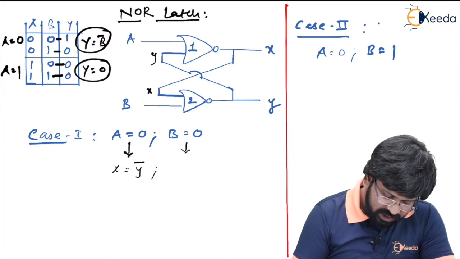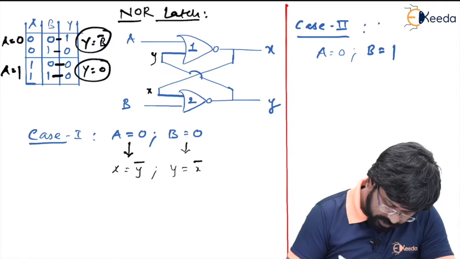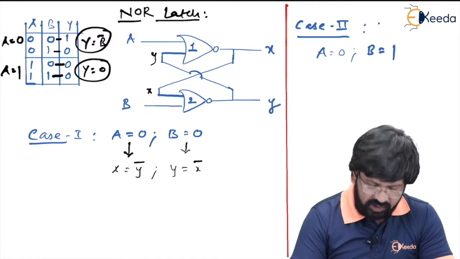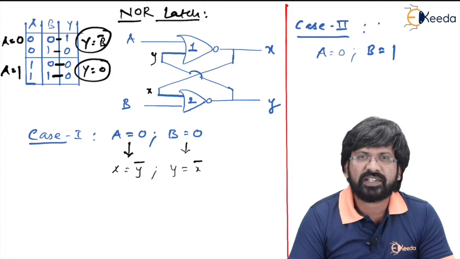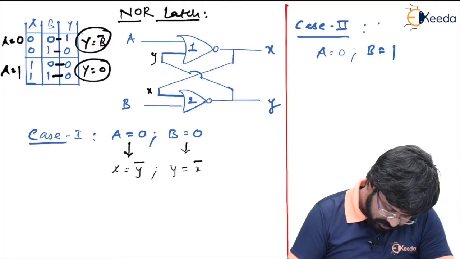So I can say that Y is equal to X complement. Y equal to X complement. Now the question is, when I say X equal to Y bar and Y equal to X bar, do I really know the values of X and Y? No, we don't know. But what we can do, a tricky situation.